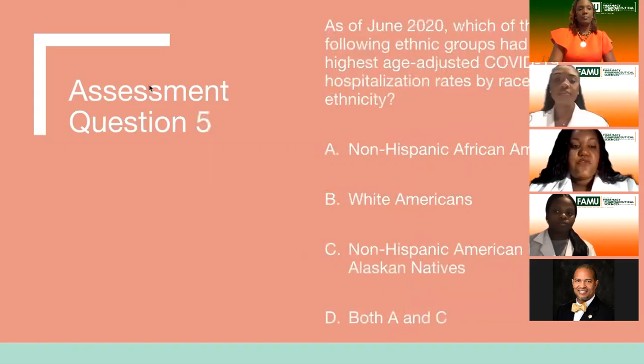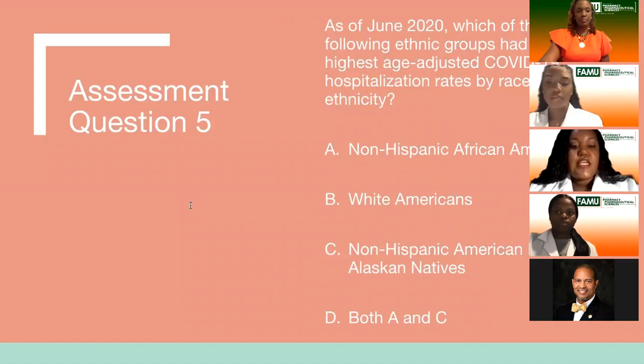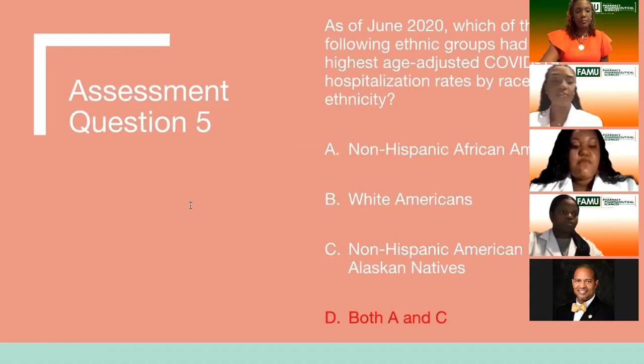And finally, assessment question 5. As of June 2020, which of the following ethnic groups had the highest age-adjusted COVID-19 hospitalization rates by race and ethnicity? A, non-Hispanic African Americans, B, white Americans, C, non-Hispanic American Indians or Alaska Natives, or D, both A and C? Again, please type your answer in the chat box. So for those of you who selected D, both A and C, you are correct.